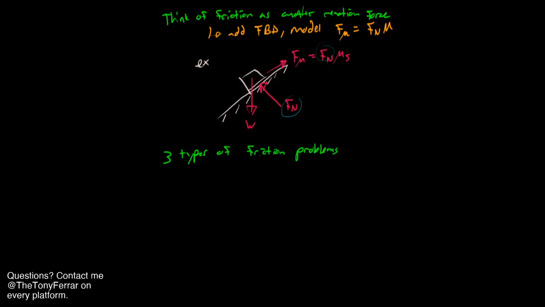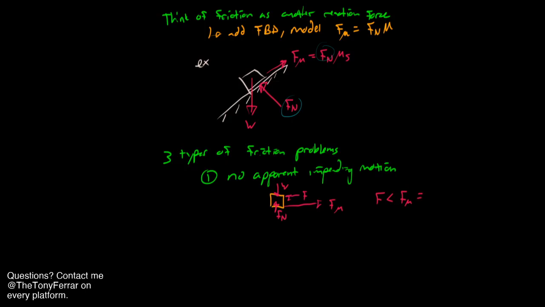A type 1 problem, if you will, is something where there is no apparent impending motion. And what this means is the object's not about to start sliding. So if this is our block and we have the weight and the normal force, what this means is that some applied force is smaller than the maximum limit of F_mu. In other words, the force applied is less than the max allowable friction force, which is F_mu, which we can calculate using Fn times mu. And what I want you to think about here is, just like if I change the weight, the normal force changes. Just like if I change the applied force, the reaction friction force changes up to a limit.